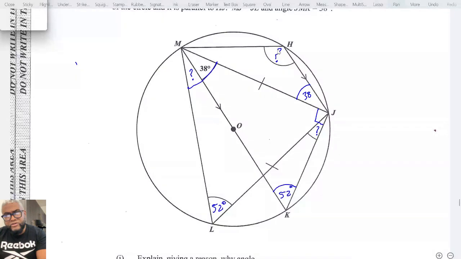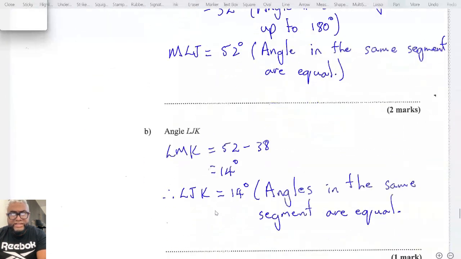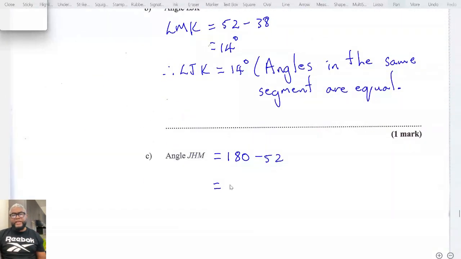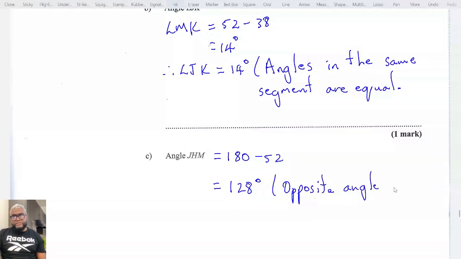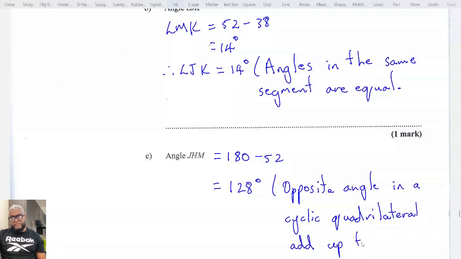All right. Just go through this part again. Opposite angles in a cyclic quadrilateral add up to 180 degrees, right? And that's it. What are we getting here? We're getting 128 degrees. Opposite angles in a cyclic quadrilateral add up to 180 degrees, right? Done.